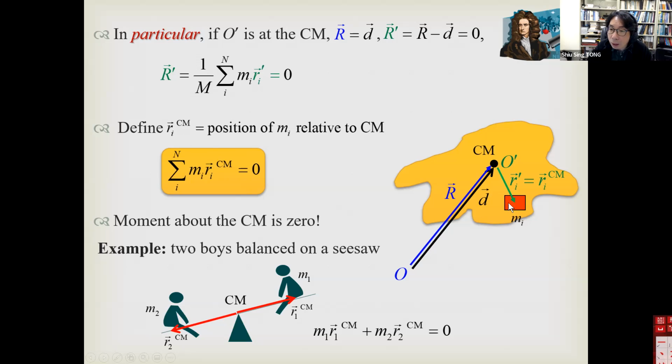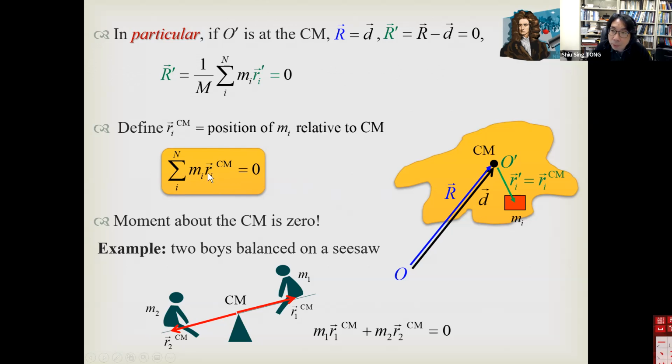So what I mean, Ri^CM is the position of the i-th mass relative to a position vector which points directly out from the position of the center of mass. So this Ri prime, now I refer to as Ri^CM. So I now have this formula: the summation of mi Ri^CM is equal to 0. That means the first moment, if I take a summation of all mi Ri prime about the center of mass, I will find that it sums up to 0. Okay, now this is very apparent.